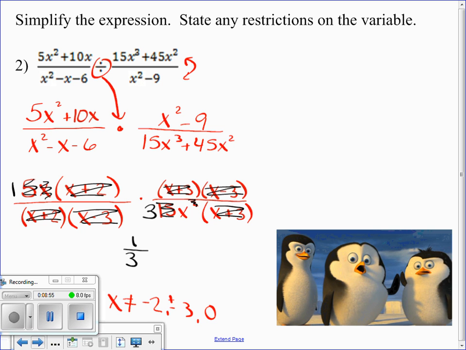1 over 3x. Don't write 1/3 x, because that's something different. That implies the x is on top. 1 over 3x. Allie? Technically, it'd be like 2 zeros, but if I'm just telling you x cannot be 0, you can tell me twice if you want to, but just telling me once is sufficient.